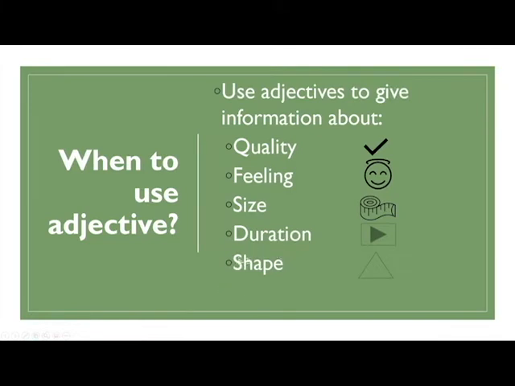Adjectives also tell you about the shape of something. We will have some examples. For example, quality is good, feeling is happy, as you can see, the size of something is small, and the duration of something, like this video is not going to be very long. And the shape of something.